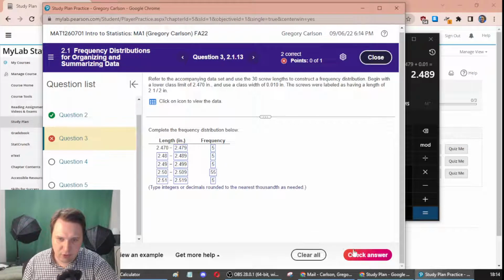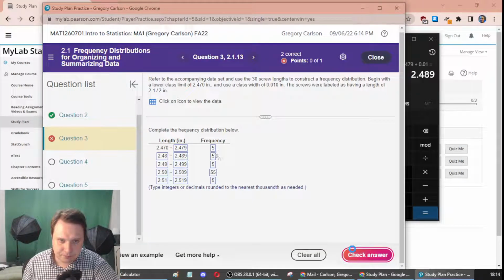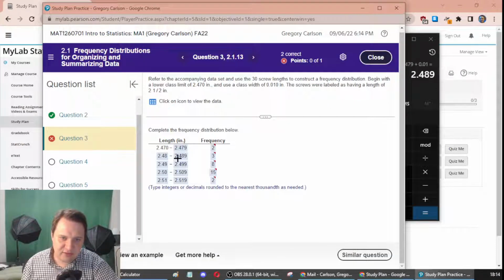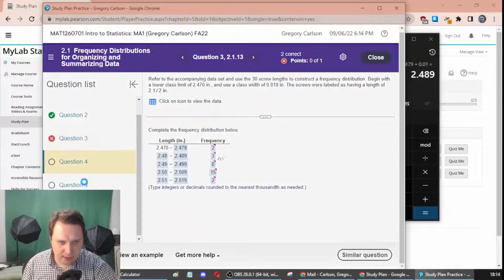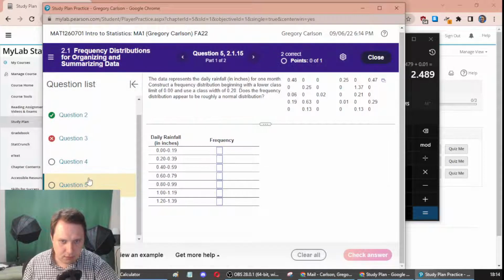So they do give partial credit, which is nice for the study plan. Okay, so you can see that I got all of these correct. So it's just a matter of counting how many are in each category, and you can get that right. All right, so that problem is a little bit annoying. Same thing, just count the data.